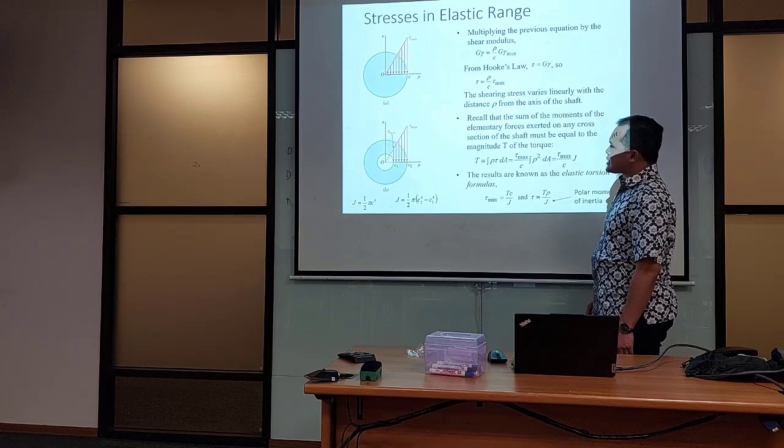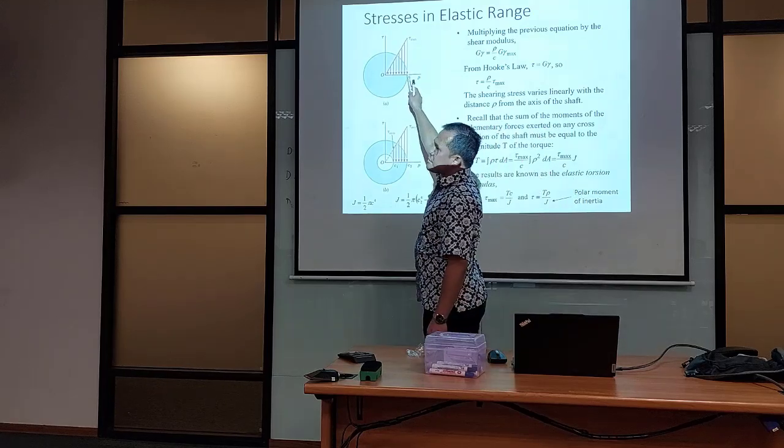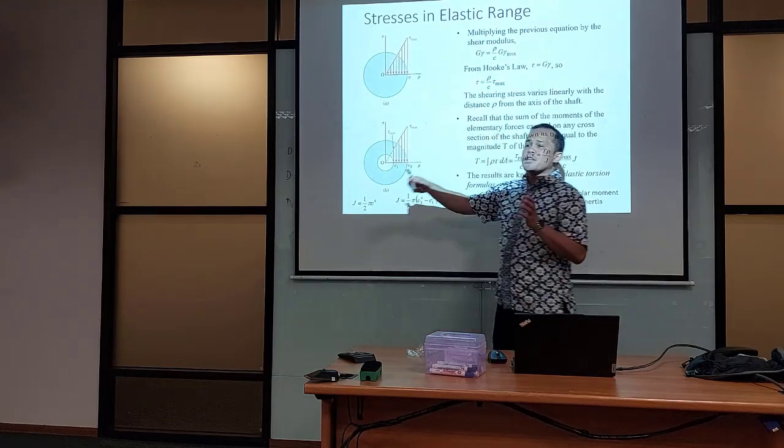What is C again, sir? C is the maximum radius, the farthest, the outer radius.